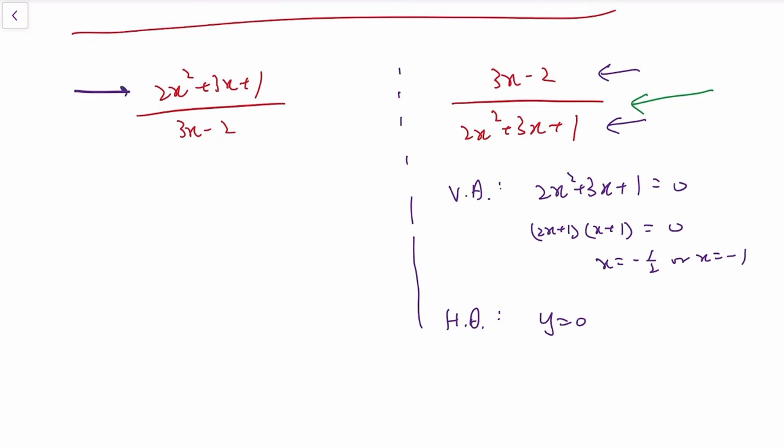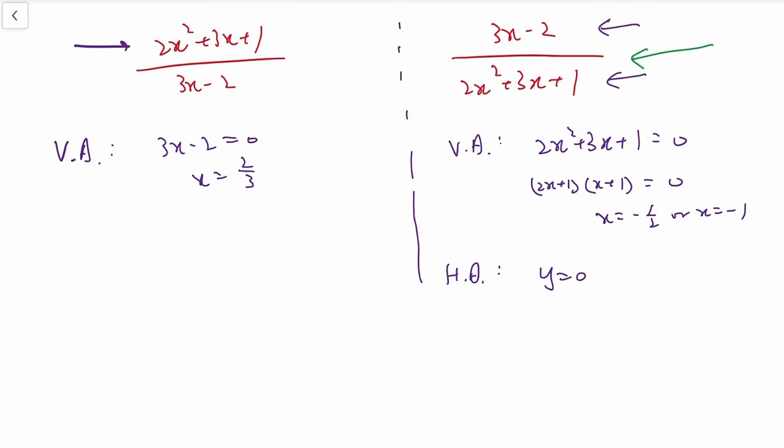Now for this side, if the top have a higher power, alright, for vertical asymptote, it is still the same. 0, so x is 2 over 3. And then turn out the other asymptote is probably not horizontal. It's probably a line with a certain angle. They're called oblique asymptote. Okay? And the way to find oblique asymptote would be long division. Alright. So you do long division.